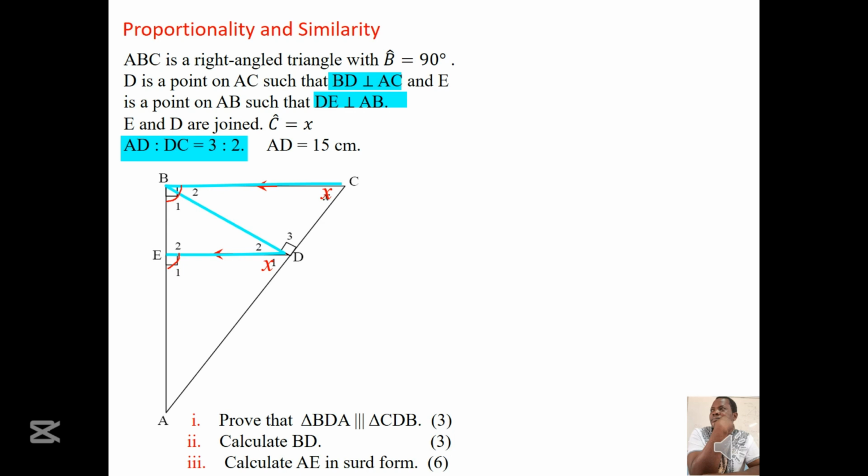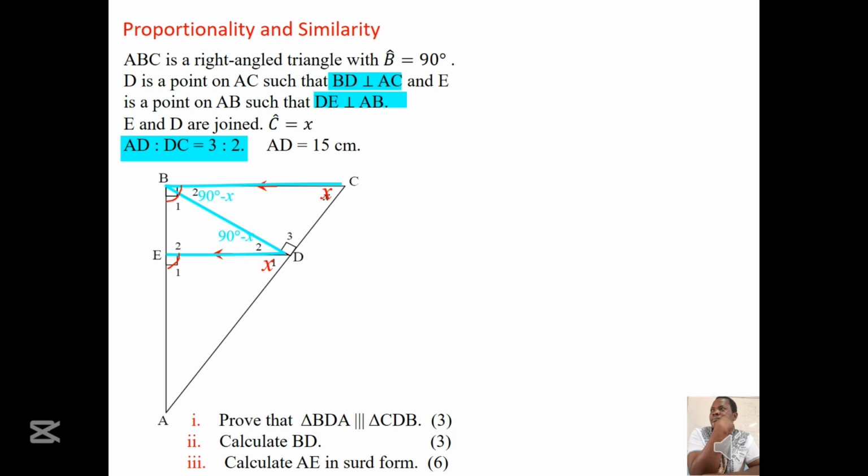Now, we can find the value of B2 using the idea that angles in a triangle add up to 180 degrees. In triangle BCD, the value of D3 is 90, the value of C is X. So if we say 180 minus 90 minus X, that will give us the value of angle B2. It is 90 minus X. Because B2 is equal to D2, it means D2 is also 90 minus X.